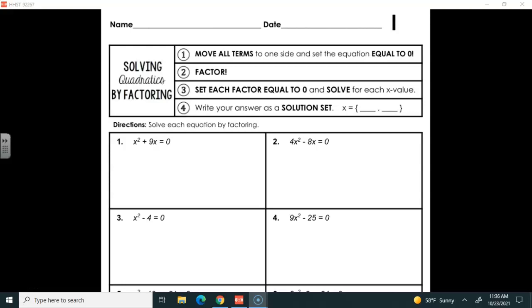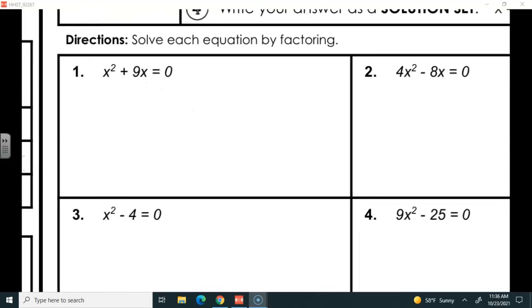Okay, remember the degree tells us how many answers are possible. So here in this first one, we always start by looking for a GCF. So we can take out an x, and that would leave me x plus 9 equals 0. Okay, so we have two factors here. We have the factor of x and x plus 9.